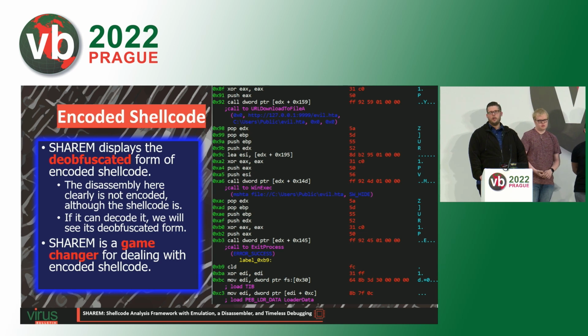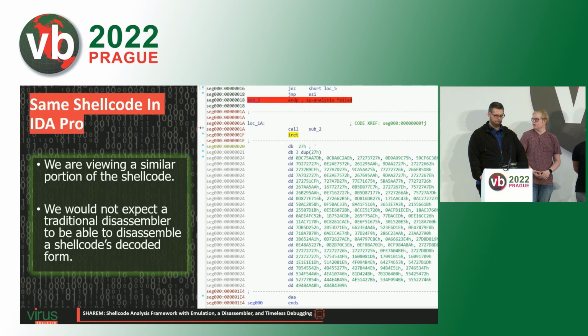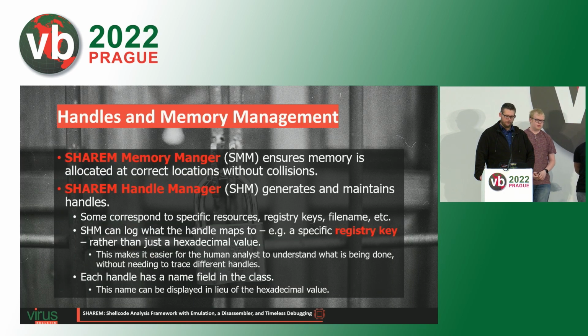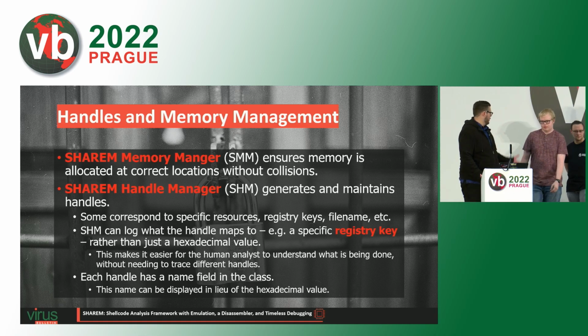So in a lot of ways, I view that as kind of a game changer for shellcode, because you can take something that is encoded and then view the decoded form of it in a disassembler. The same thing in IDA Pro: we have a decoder stub at the top and then a series of encrypted bytes. It's absolutely correct. It's just perhaps not as useful. And with that, we will then have Shelby.